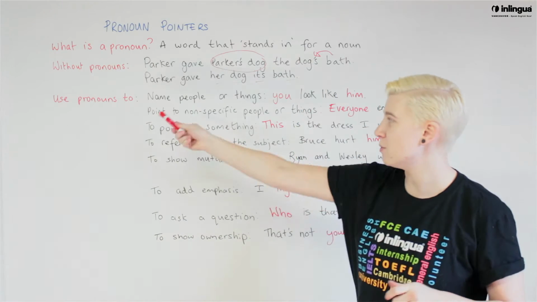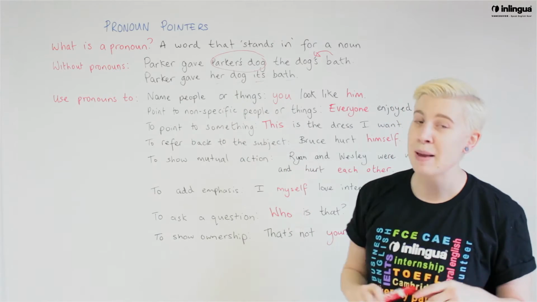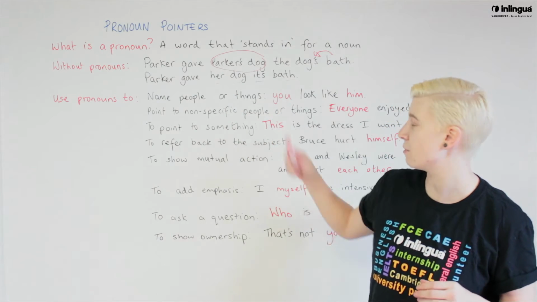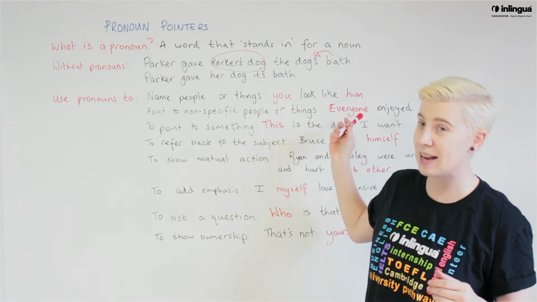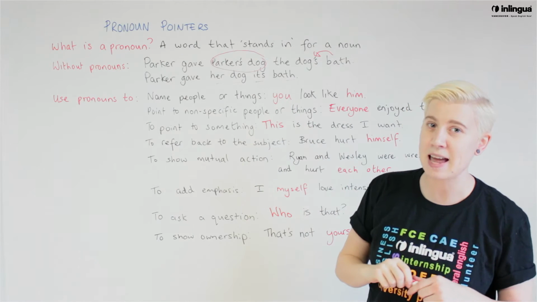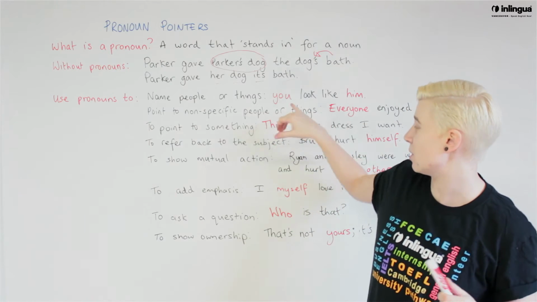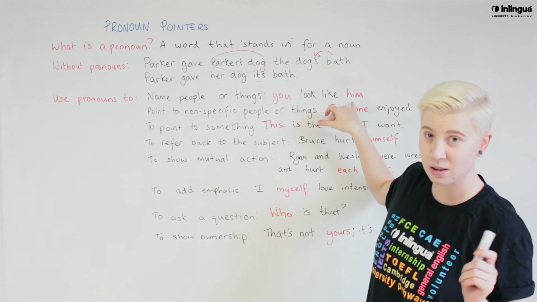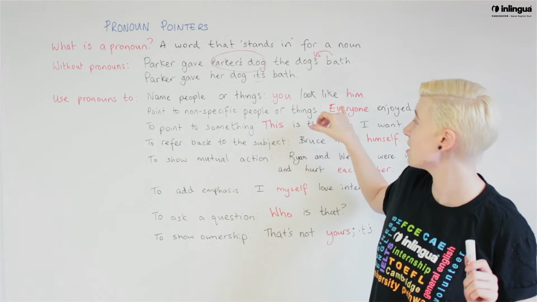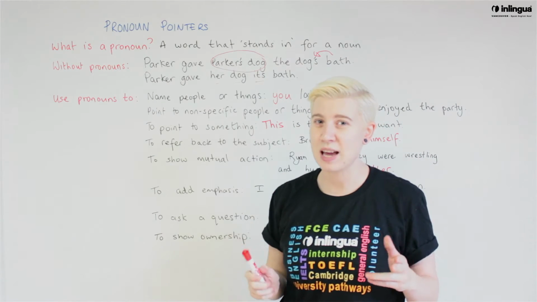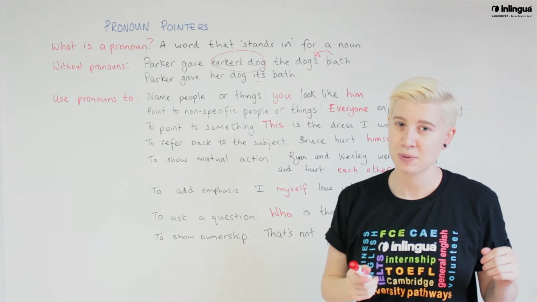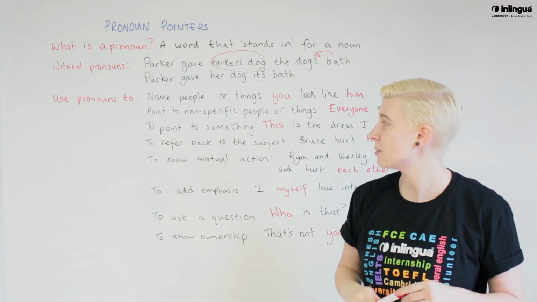So, we use pronouns to name people or things. For example, you look like him. So instead of saying a name here and a name here, we could say Tash looks like Brienne of Tarth, true fact. But instead of that, we say you look like him. And then we don't have to use the names.